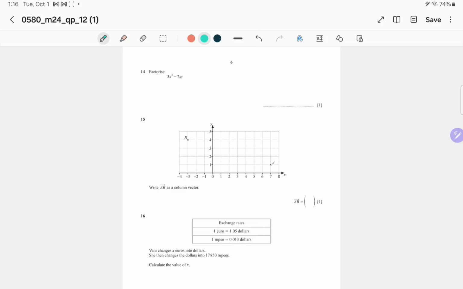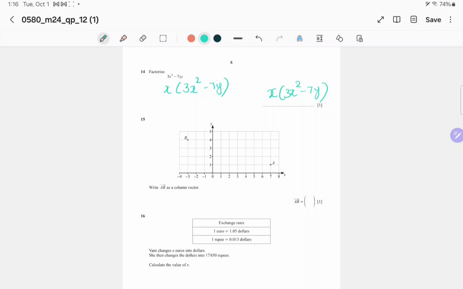The 14th question is 3x cube minus 7xy. We will see which is common. The x alone is common here and the numbers are not common. So we will take the x out, and the remaining answer is 3x squared, since one x is being taken out, minus 7y. So your answer is x into 3x squared minus 7y. Okay, can we go to the next question?